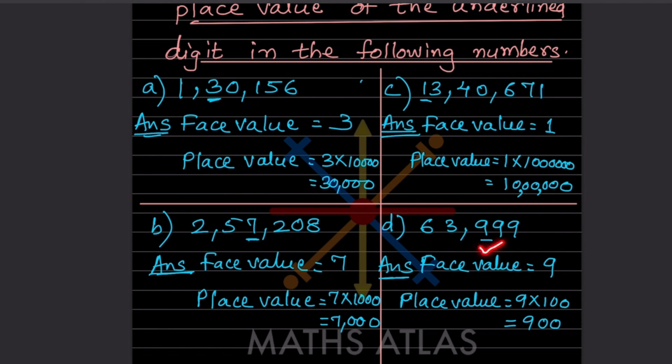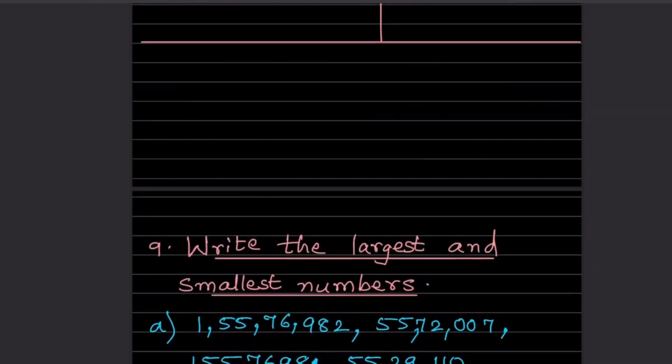Hope this is clear. Now let us go for the next number. The 9 is underlined. So face value as it is, it remains 9 itself. Then the place value. Place value means ones, tens, and hundreds. So 9 is on the hundreds place. So 9 into 100, that is going to be 900. So this place value and the face value is clear to you. And this is also given in the first part. You can go for the detailed explanation of it.